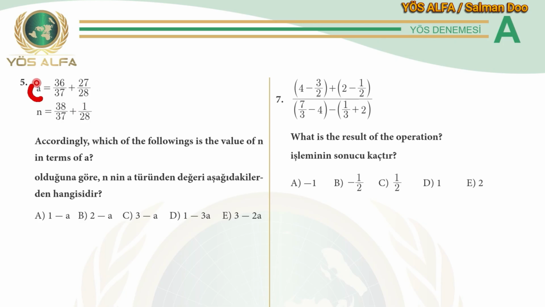Number 5. E and N are given. Which of the following is the value of N in terms of A? We're asked to find N. Okay, let's sum them up. N plus A is equal to 36 plus 38 is 74, which is twice 37, plus we have 27 plus 1 is 28. On the denominator we also have 28, so we have 1 over here. From here we have N is equal to 3 minus A, so the answer is C.